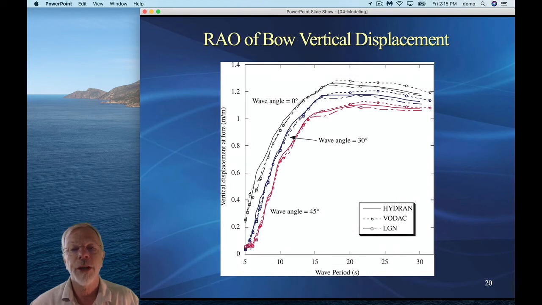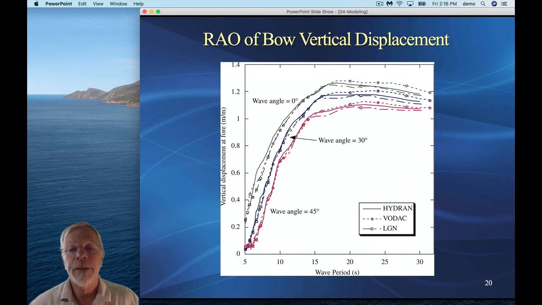This shows the RAO of the bow vertical displacement. Now the horizontal axis is the wave period, and the vertical axis is the vertical displacement at the bow, with units of meters per meter. That means that it's the bow vertical displacement per unit amplitude of wave.